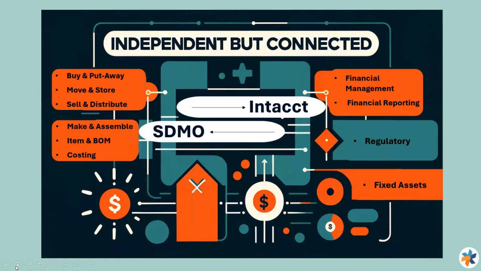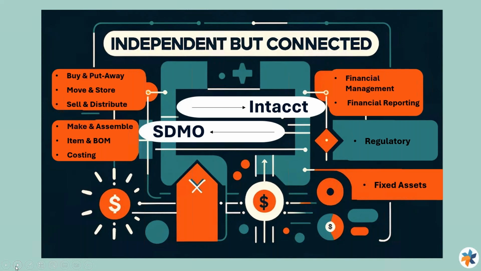And so with Sage SDMO and Sage Intacct, they're really independent, but not connected. And so what I mean by that is on the left-hand side, you'll see with SDMO, I've got the ability to buy, put away, move and store and sell and distribute inventory, make and assemble inventory, do items and BOMs, and also do costing. And with Intacct, I'm really leveraging the financial arm. So things like AP, AR, doing cash receipts, general ledger, all of those things are really managed inside the Sage Intacct application.